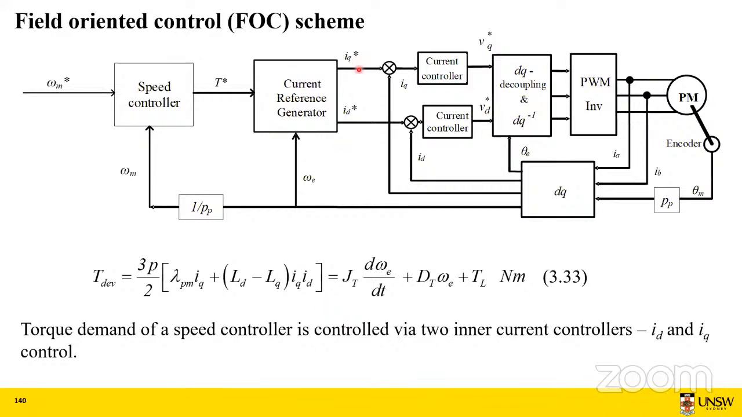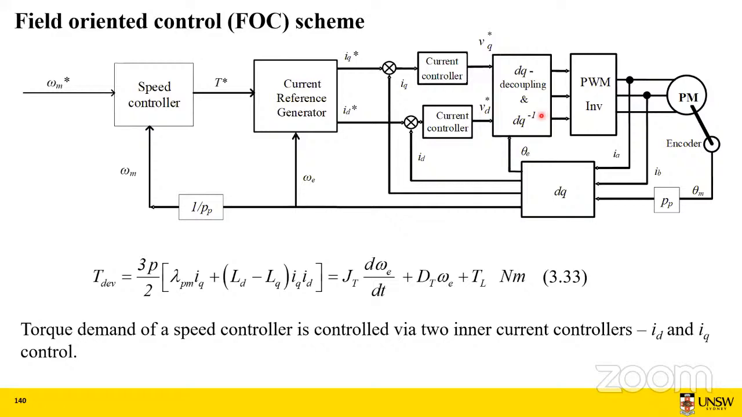So those ID, IQ currents are our reference coming from the torque reference. And then they go to two current controllers. Again, PI current controllers it could be. And the output of those two current controllers is the VD and VQ reference.